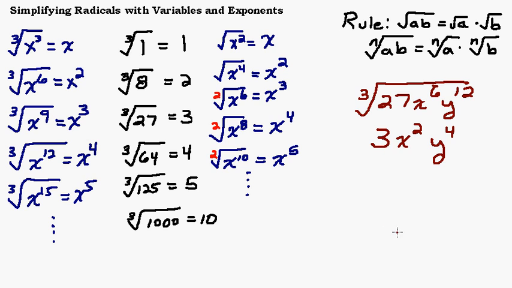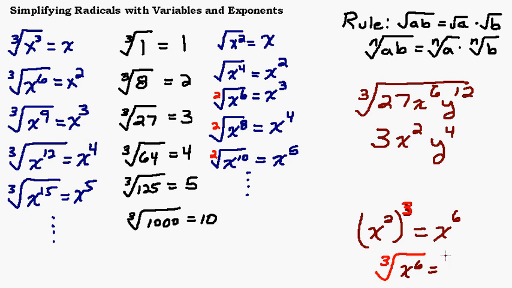And the reason it works is because of the rules of exponents. We know x squared to the third power, the way we simplify that is to multiply the 3 times the 2 and get 6. So when you're taking something to the third power, that's sort of the opposite of doing the cubed root. If I do the cubed root of x to the 6th, that's undoing a cube. If you cube x squared, you get x to the 6th.